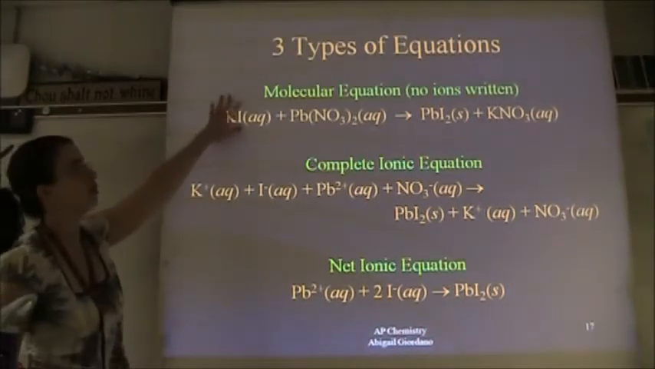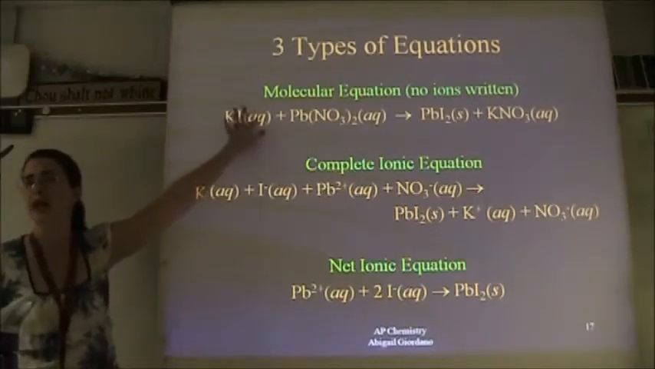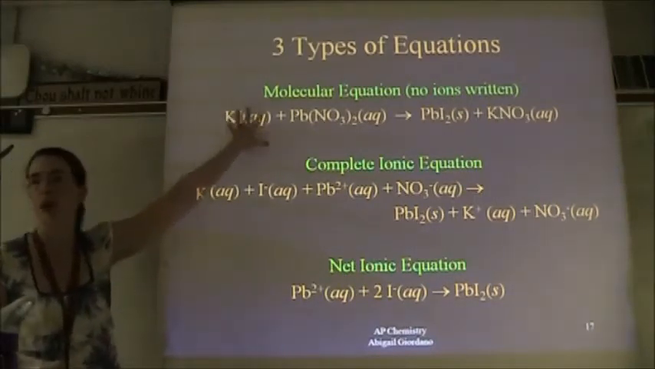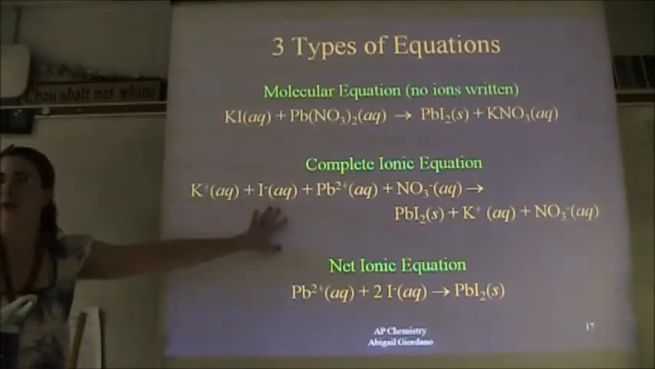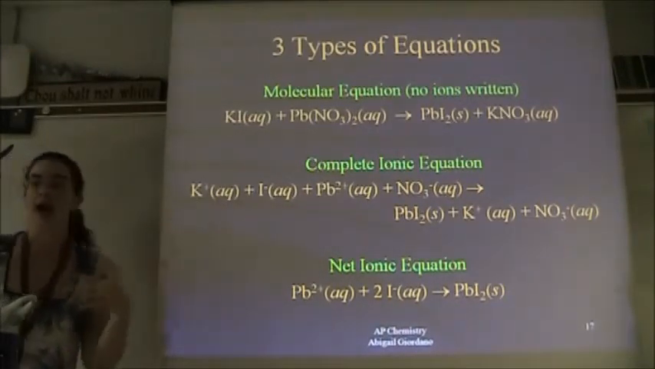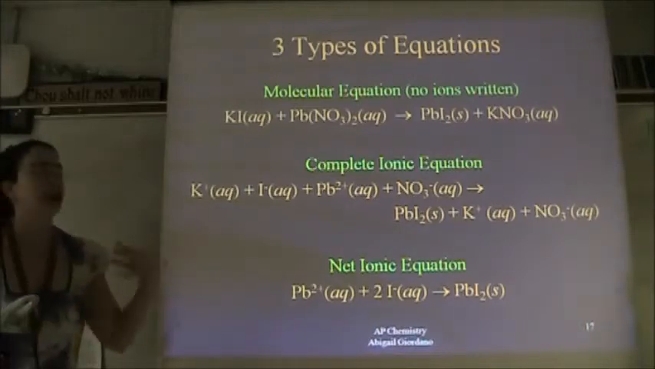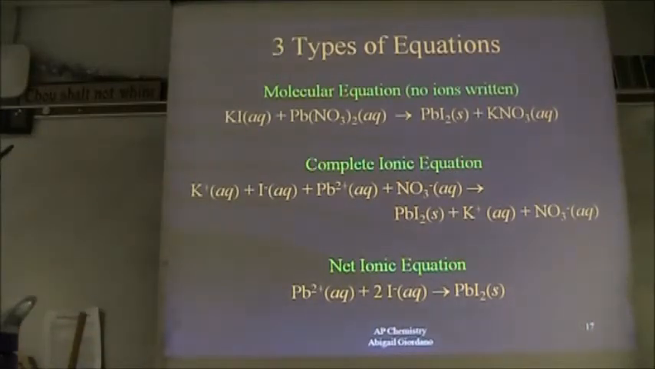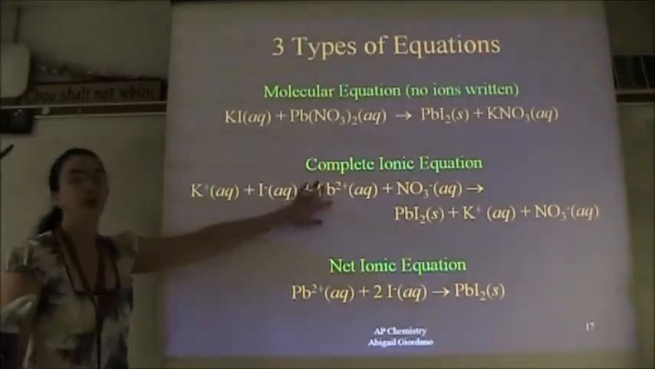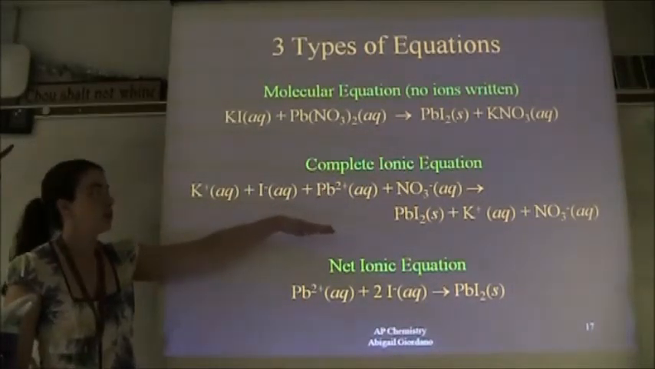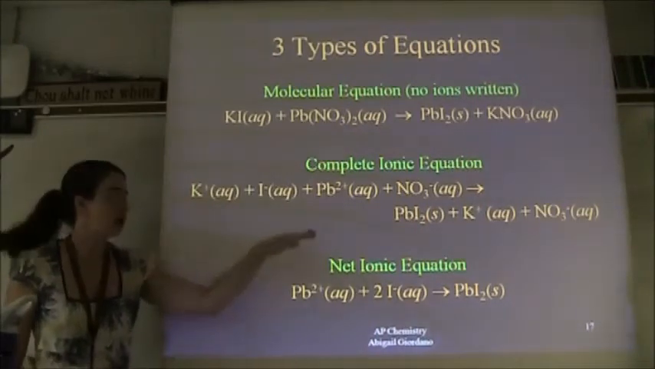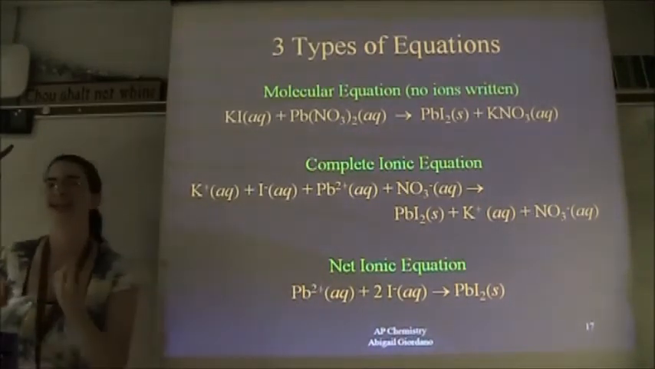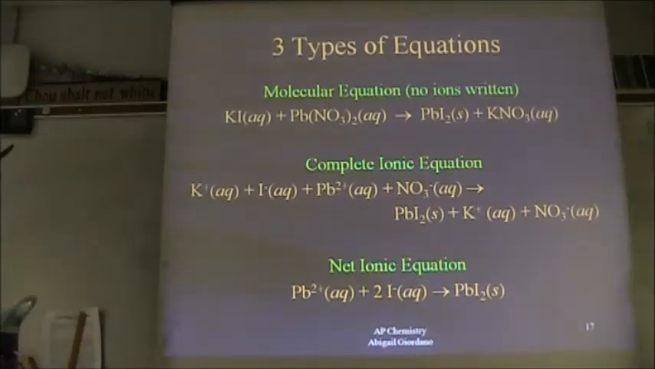Okay, so this is called a molecular equation. This is how you've been writing reactions all through Chem 1. When you break it down into its individual ions, and how do you do that? Based upon whether it's soluble or not. That's called a complete ionic equation. When you then cancel out your spectator ions, you get down to something called a net ionic equation.